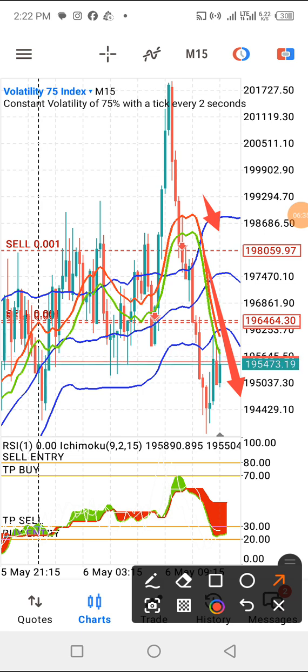So this strategy works for both currency pairs and synthetic indices. Please make sure that before you use this, you backtest it in your practice account before you go in for it.